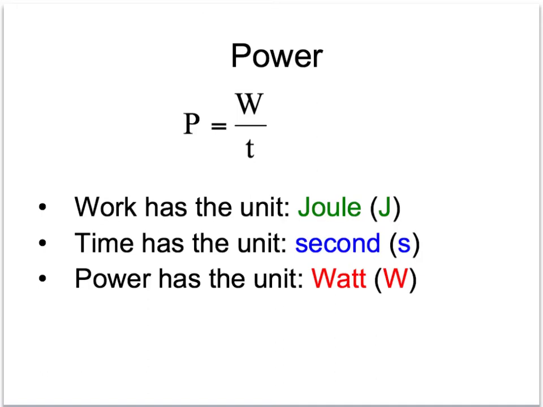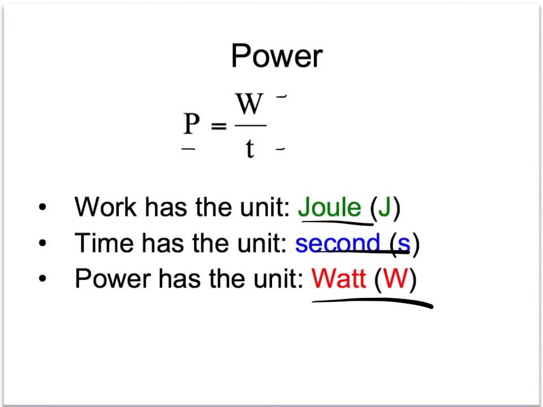Alright, tonight I'm going to show you how to calculate power, which is really straightforward. The equation's right in front of you. Power, or P, equals work over time. Work has the unit joules, as you know. Time has the unit seconds, and power has the unit watts. So when you talk about the wattage of a light bulb, you're talking about its power.